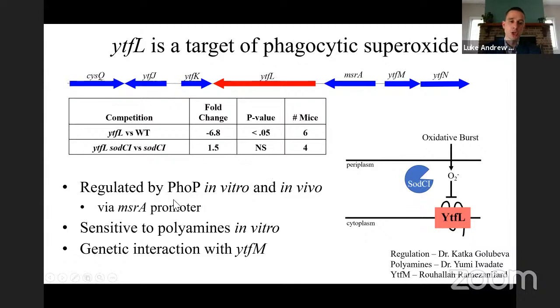And through additional work, she showed that this regulation actually occurs at the MSRA promoter and is via read-through into YTFL. And in other work in the lab, Yumi, a really talented postdoc, has found that YTFL is actually sensitive to polyamines. This is interesting. Polyamines have been studied from both a host and pathogen side. It's been shown to be involved in regulation of gene expression in hosts related to nitric oxide, but also in regulating the types and the differentiation of immune cells, which can affect virulence.